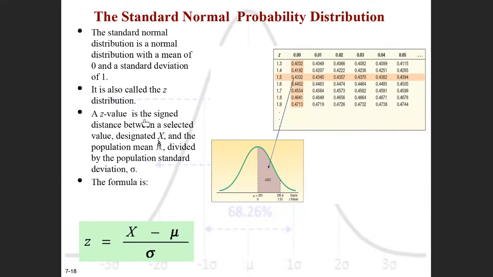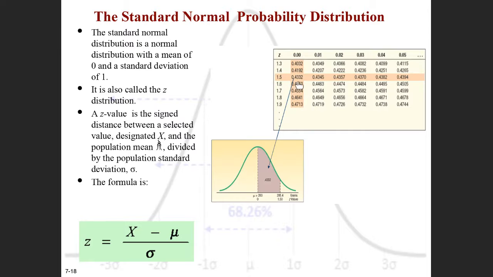A Z value is the signed distance between a selected value, designated as X, and the population mean, mu, divided by the population standard deviation, sigma. The formula is Z equals X, whatever the value is that you found, minus the mean, divided by the standard deviation. That's how you determine a Z-score, and you can look on the table what the Z-score is.